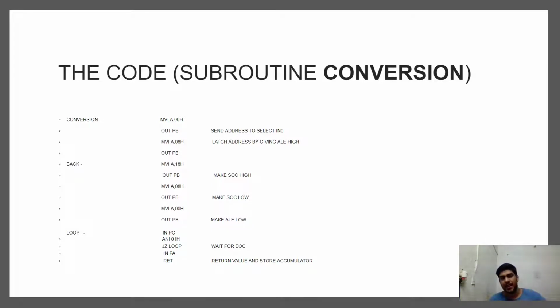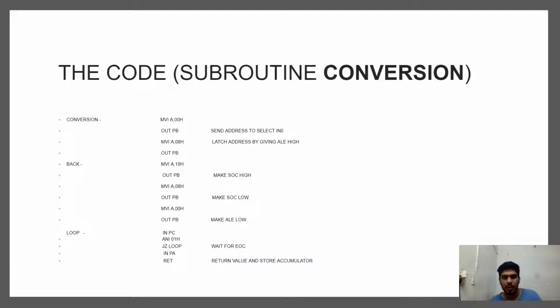Then it is waiting for the EOC signal from the ADC, which is the JZ loop part. Here it is waiting for the EOC. The moment the EOC comes into the 8255 PPI and then to the microprocessor, it takes the digital output value from the ADC, the actual converted value. It takes in the value and stores it in the accumulator.